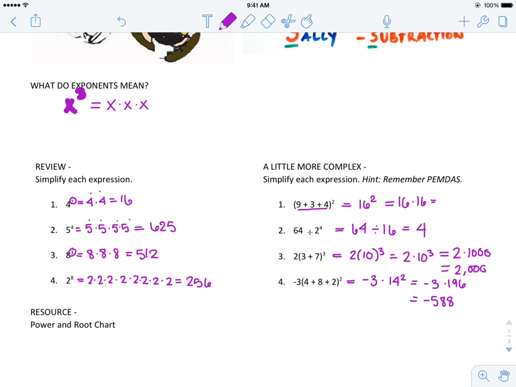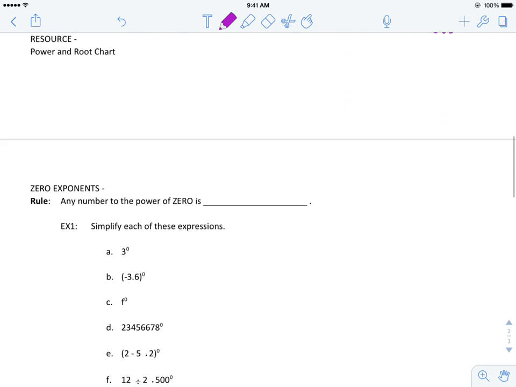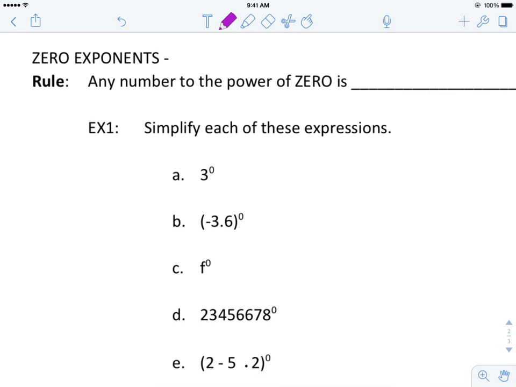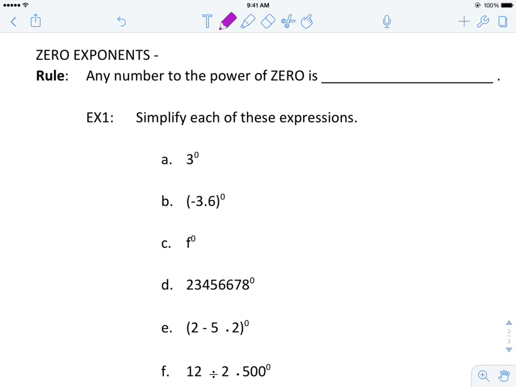Alrighty, so today's real notes are actually pretty simple. You have 2 things to remember. Any number to the power of 0 is 1. I can write the number 1 in if I see that the whole thing is to the power of 0. So let's look at A. 3 to the 0 power equals 1.